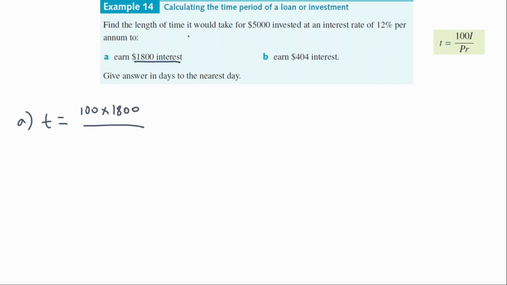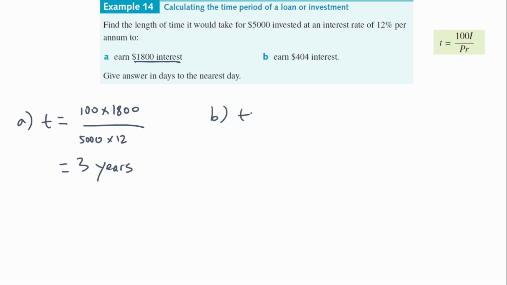over P, principal, which is the original amount, which is 5,000, times the interest rate of 12. Once you've got that, just enter that into your calculator again and you would get a final answer of 3 years. Alright, question B, exact same thing here.